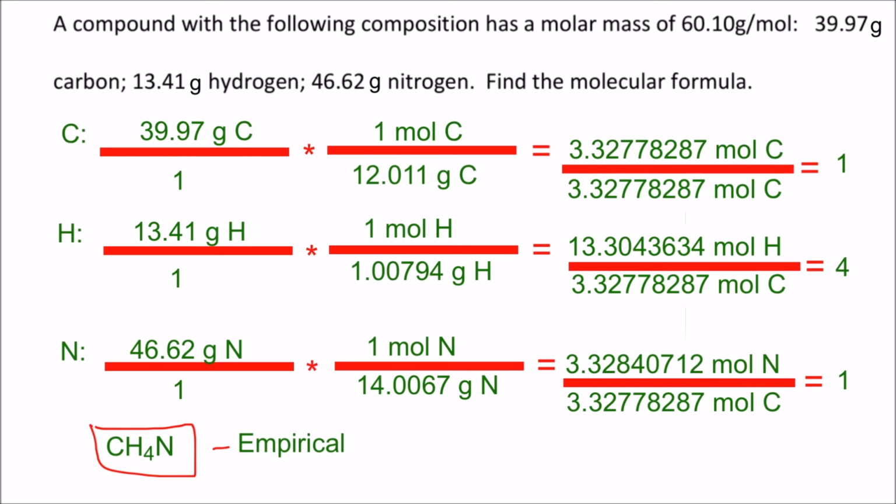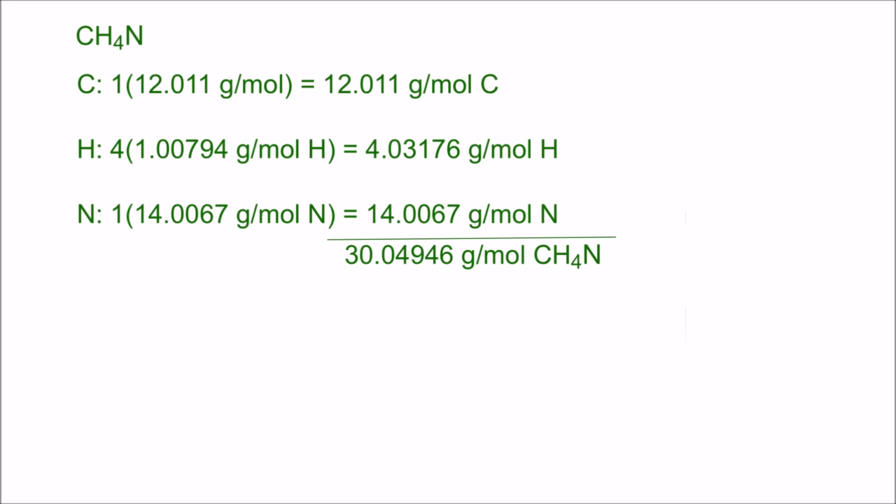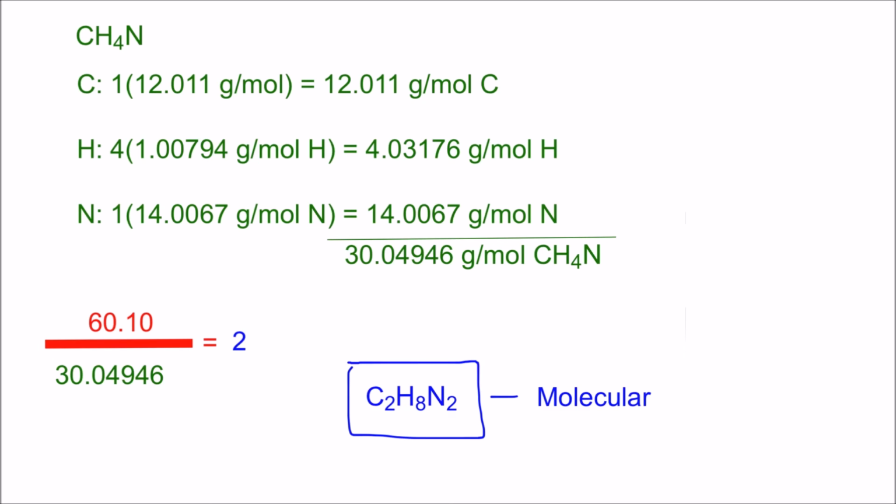By breaking it down. Alright, so we've broken down our empirical formula and come up with the molar mass for it. Then the next step is to divide the molar mass of the actual compound by the molar mass of our empirical formula. Remember, big over small. Okay, so when we do that, we come up with 2 as our multiplying number. So we're going to multiply our empirical formula here by 2 to get our molecular formula. Alright, so we get C2H8N2 as our molecular formula.